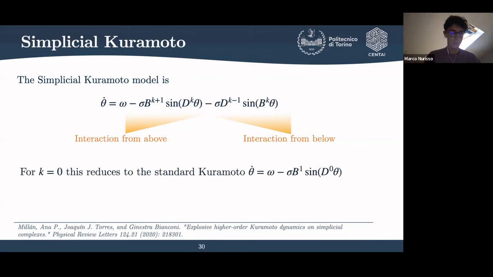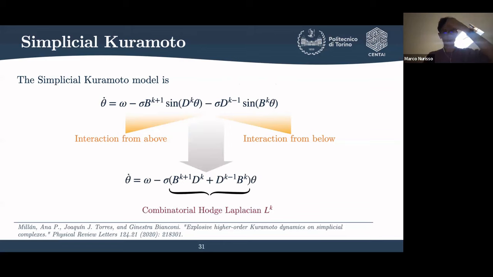This is a generalization of the standard Kuramoto model, trivially, because if you take k equal to 0, then there is no interaction from below, so you get exactly the standard Kuramoto model on a graph. And another interesting thing that you can observe is that, as I told you before, in the standard Kuramoto case, you can linearize this model around the 0 solution. If you do this, the sine disappears, and what you get is that this dynamics is actually a nonlinear extension of a combinatorial Laplacian dynamics.